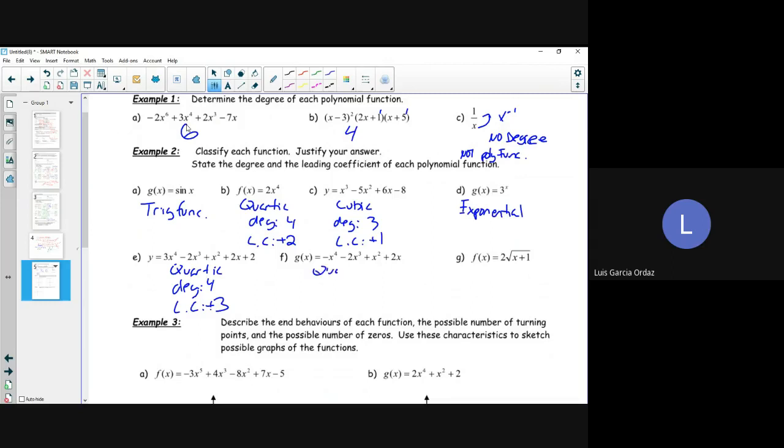The second last one, quartic again. Degree is 4, and our leading coefficient is what? Negative 1. And last but not least, what type of function do we have? Square root. Remember, it has to be a whole number, so is there a real degree for this? No. Because the degree is just 1 over 2.